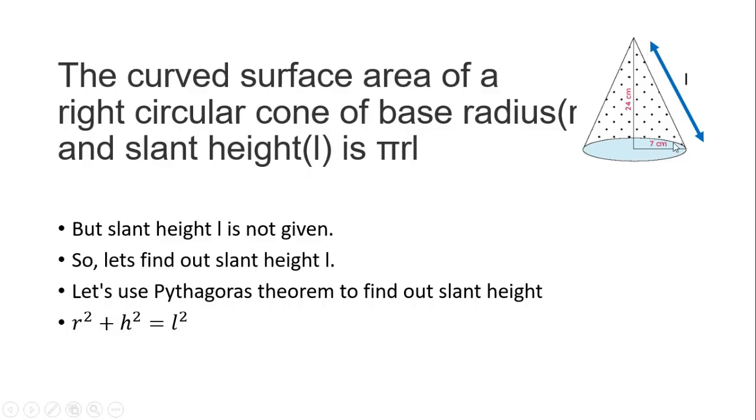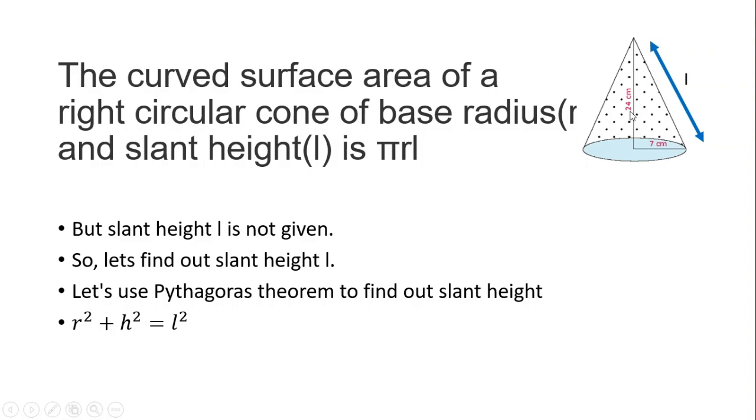As it is a right circular cone, obviously this becomes a right angled triangle, where the base radius becomes one of the sides and the height of the cone becomes the other side, and the slant height becomes the hypotenuse. So we can apply Pythagoras theorem here easily, as it is the right circular cone, right?